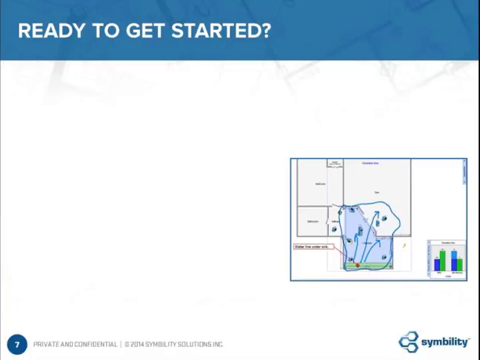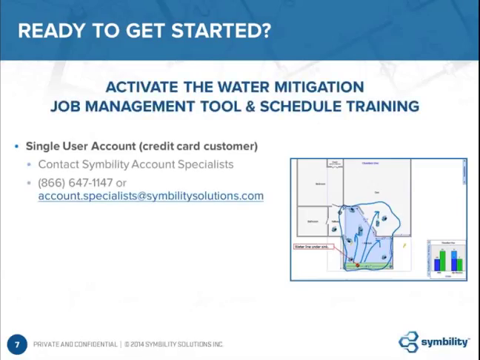Real quickly, to get started, the water mitigation module is something that has to be turned on. We have a magic little checkbox in our master system that turns it on for your system. So to get started, it's very easy. If you're a single account user, meaning a credit card user, and you are using the system, there is no cost for this tool, by the way. It is free to everybody that already has a subscription. So you can contact the Symbility account specialist. There's the phone number or an email that you can call or email, and they can go ahead and get it turned on for you.